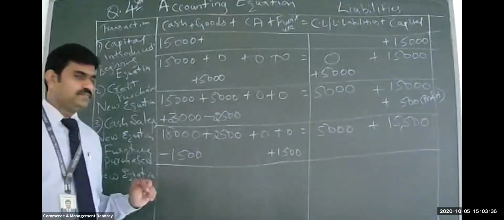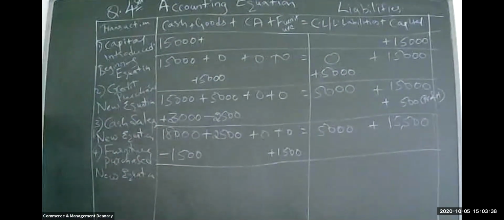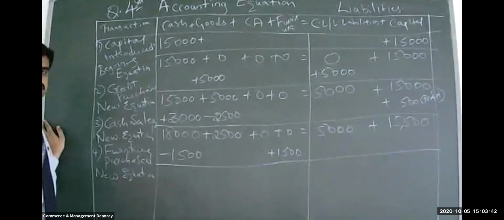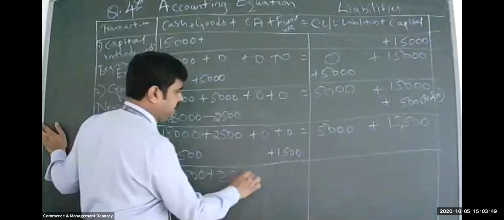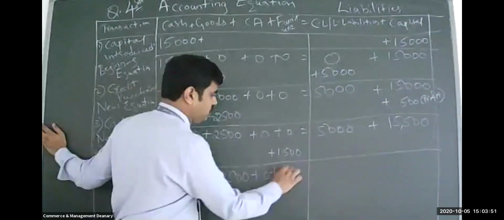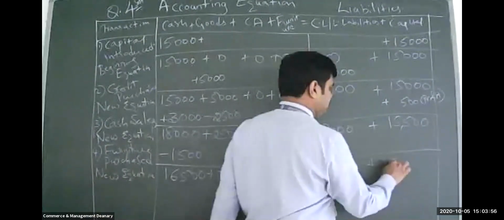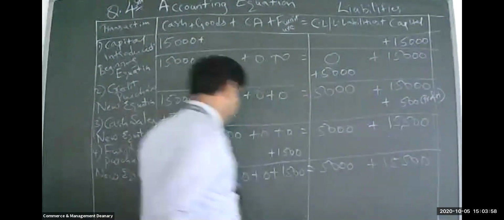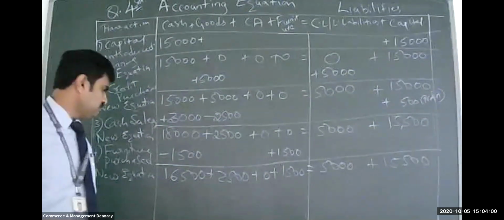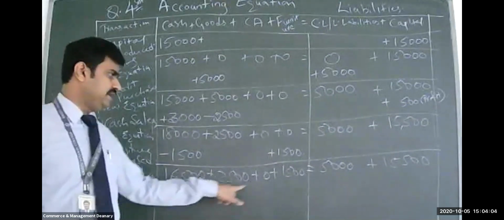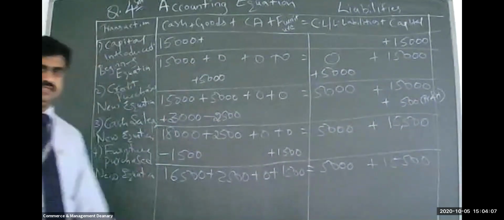Clear now? How much is cash now? The new balance. How much is cash? 16,500. Now you check whether it is right or wrong, whether both sides are equal. Add 16,500 plus 2,500 plus 1,500. How much is the total?